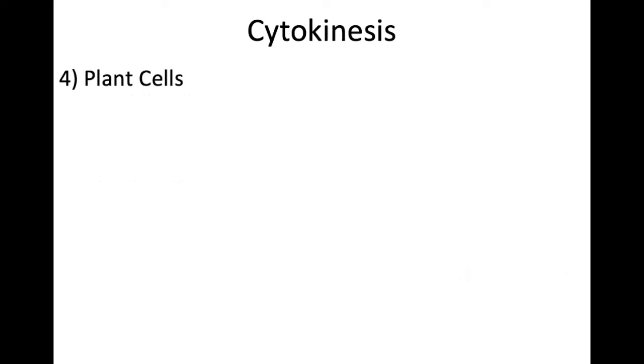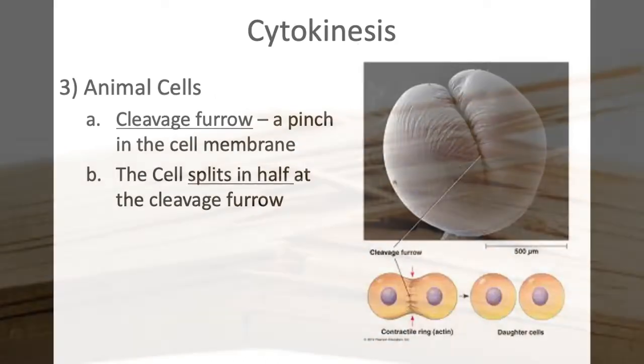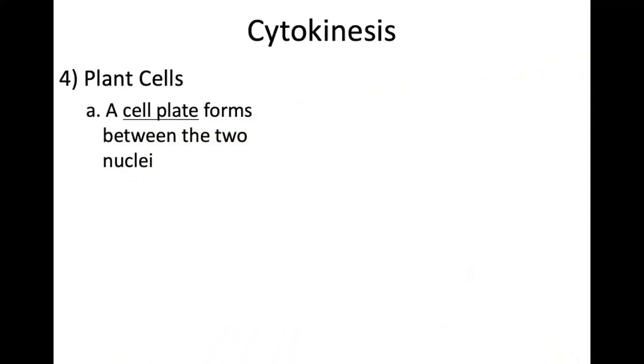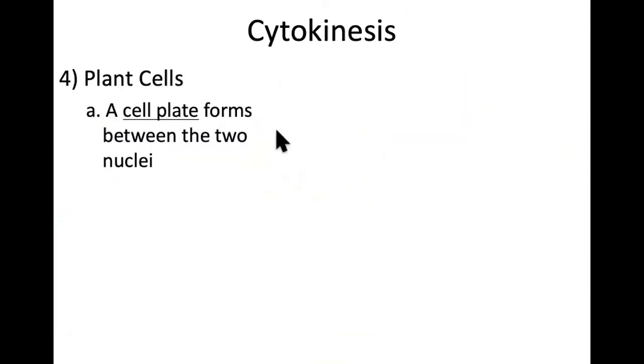Plant cells, on the other hand, are going to be a little different. See, there's a problem. They have a cell wall, and cell walls are not going to bend inward like this. Cell walls are made out of wood. I should say wood is made out of cell walls, but you get the idea. They're not going to bend very easy. So instead, they are going to form something in the center called a cell plate. A cell plate forms between the two nuclei.